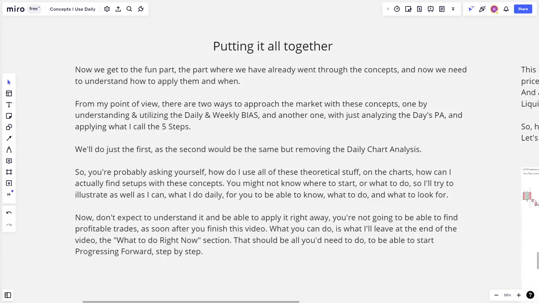One is by understanding and utilizing the daily and weekly bias, and another one will be by just analyzing the day's price action and applying what I call the 5 steps. Now, we'll do just the first, as the second will be the same, but removing the daily chart analysis.